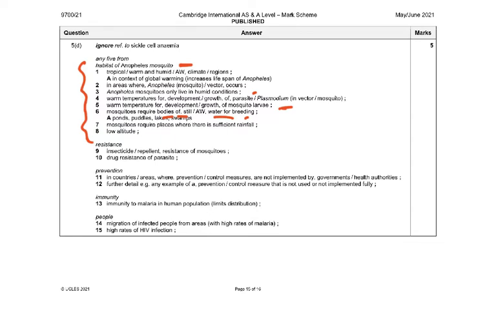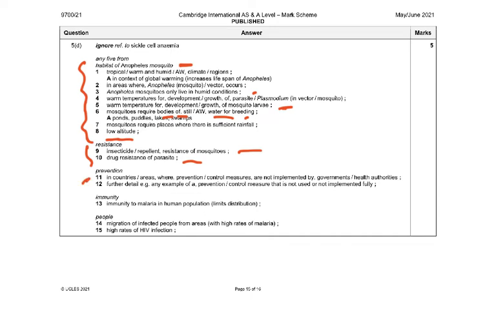Then mosquitoes require places where there is sufficient rainfall, because after the rains there are going to be puddles of water everywhere. And then of course it has to be low altitude where the mosquitoes survive. They don't survive in places like Switzerland or places at a higher altitude. Then resistance: resistance of the mosquitoes to insecticide, then drug resistance of the parasite. If a lot of insecticides are being used, then resistant forms of mosquitoes start to develop.